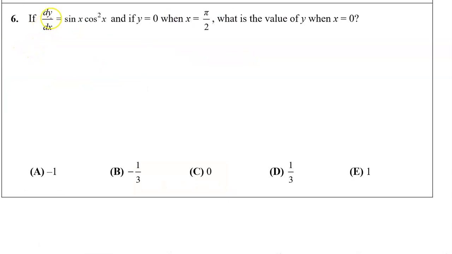Last one. If dy/dx equals sine x cosine squared x, and if y equals 0 when x equals pi over 2, what is the value of y when x is equal to 0? How do we usually find the value of y given a value of x? Normally, we plug the value of x into the original equation, and then we can find the value of y. But we don't have the original equation, we have this derivative expression. If only there was a way to turn this derivative back into the original equation. Well, that's called integration.